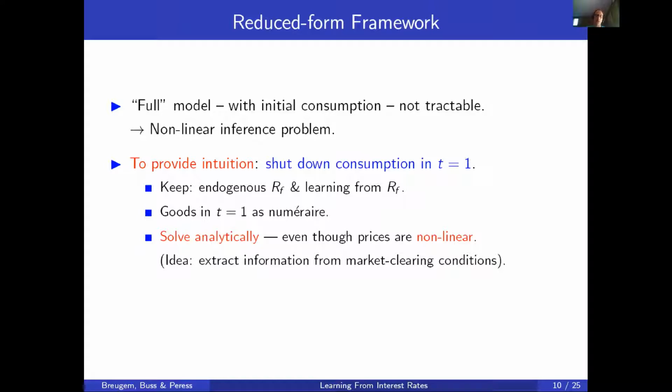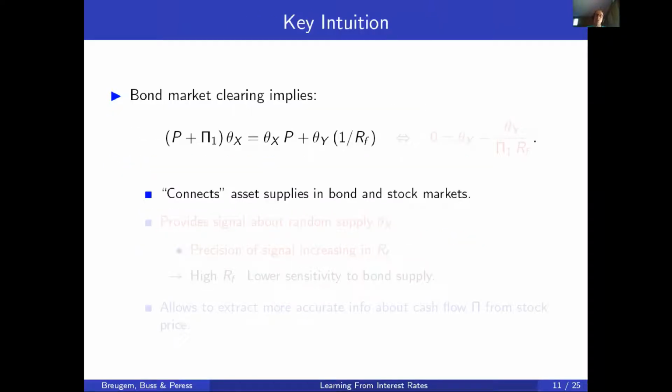Okay, so here we can derive a closed form solution, despite the fact that prices are not linear in the random variable. And the way we can do that is that we extract information from the market clearing conditions, which are linear. Okay. So what is the key? Let me show you the key equation in this economy. The equation here on the slide is essentially an aggregate resource constraint.